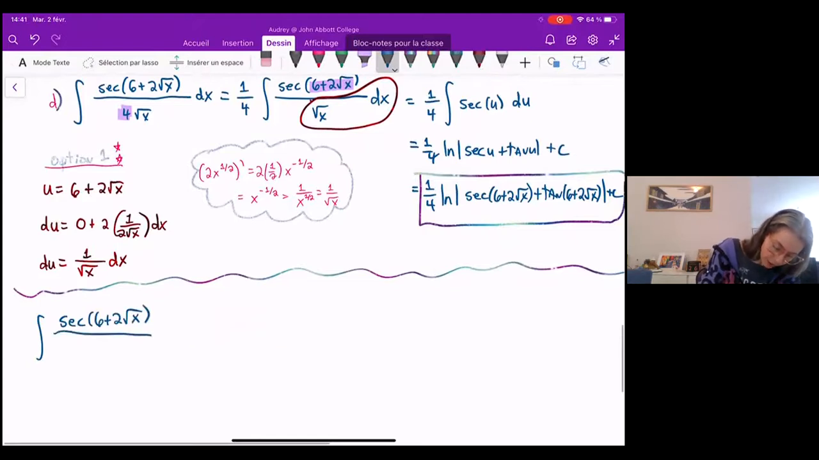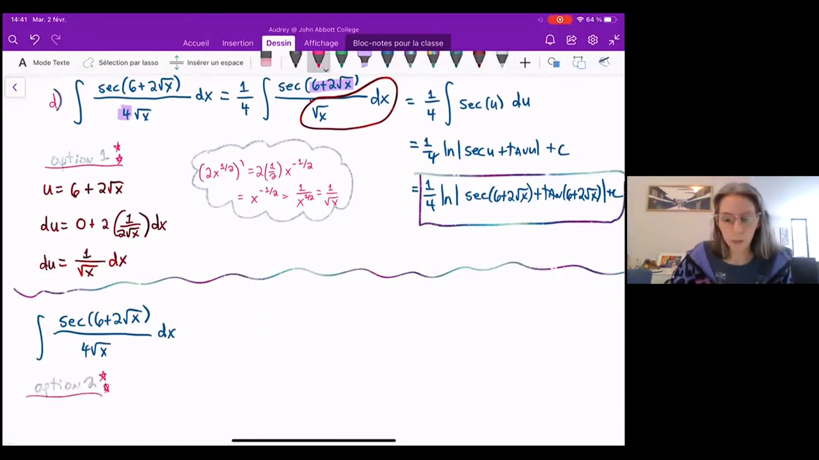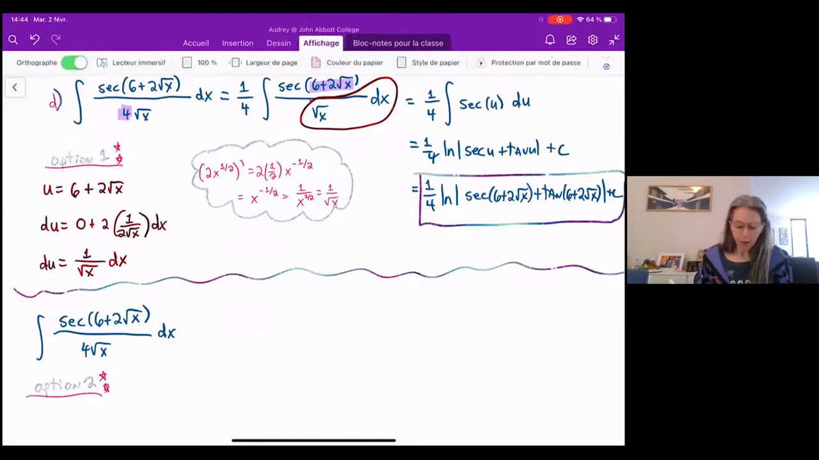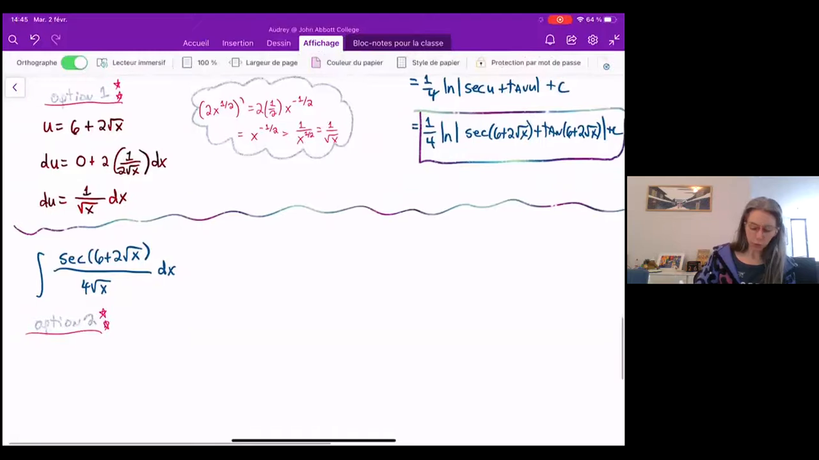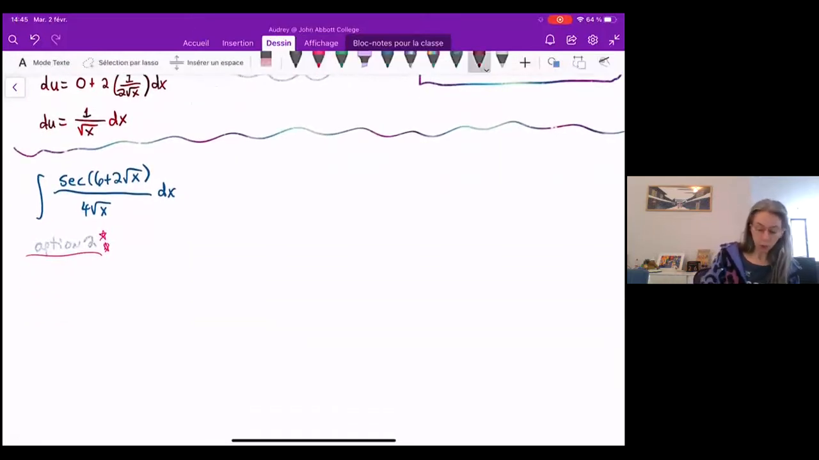So we're going to have an option 2 here for root x dx. Option 2. So we've also seen that when a function contains a square root of x, it can be useful to let u just equal the square root of x. So I'm going to start this by letting u equal the square root of x.